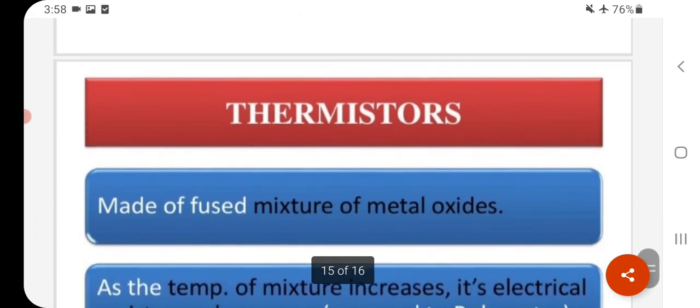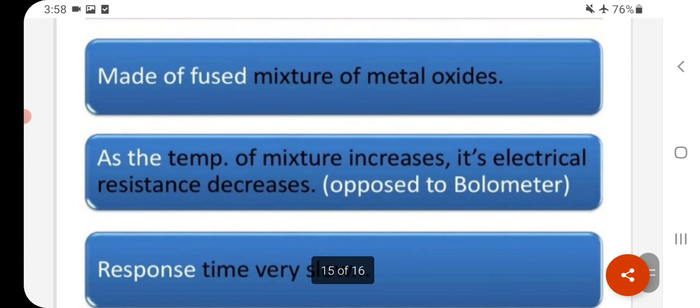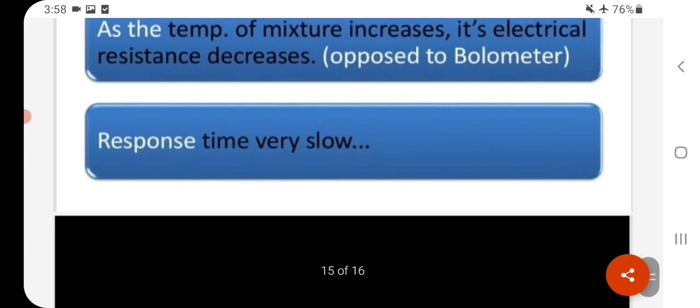Thermistors. Thermistors are made of a fused mixture of metal oxides. As the temperature of the mixture increases, its electrical resistance decreases. Response time is very slow.